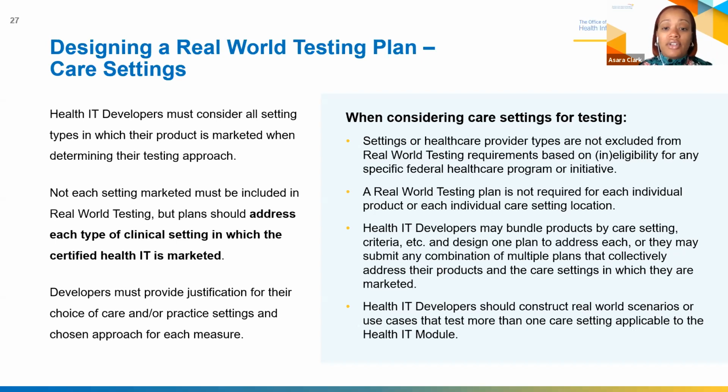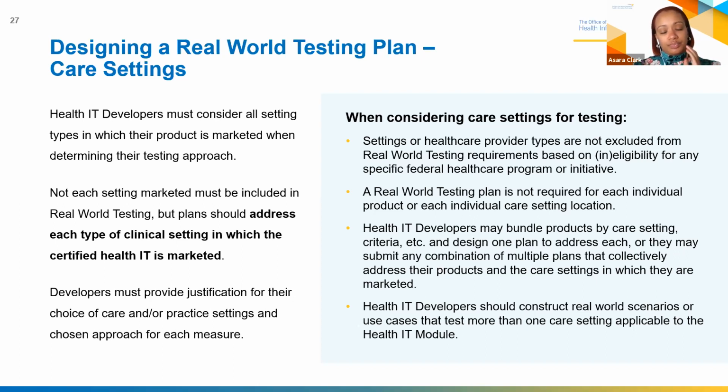A real world testing plan is not required for each individual product or each individual care setting location. So just keep in mind that you can incorporate each care setting type into one plan or multiple plans, whatever you decide. Health IT developers may bundle products by care setting criteria, et cetera, and design one plan to address each, or they may submit a combination of multiple plans that collectively address your products and the care setting types in which they're marketed. And health IT developers should construct real-world testing scenarios and use cases that test more than one care setting applicable to the health IT module.